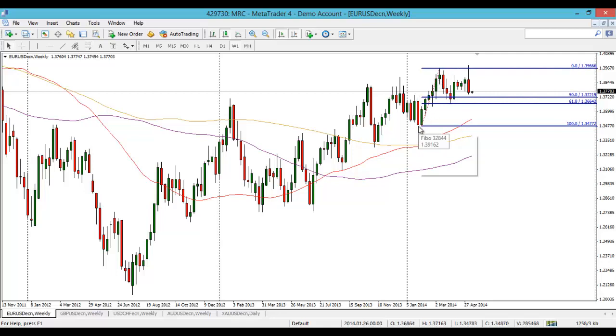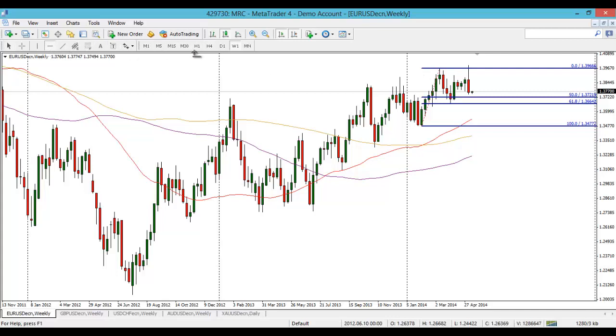So from the low of the year to the high, uptrend retracement down to the 50%, 61.8% retracement zone, and we rotated higher and we said keep an eye on what happened. The odds were favouring the test of this 0% line at the 1.39.66s.